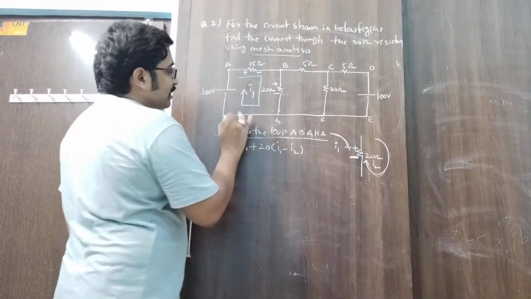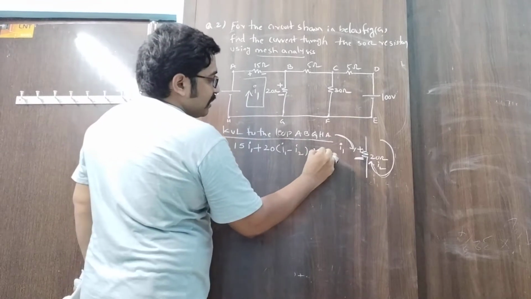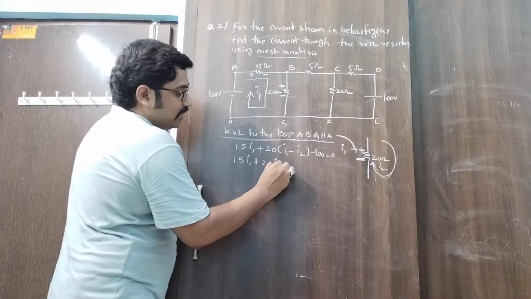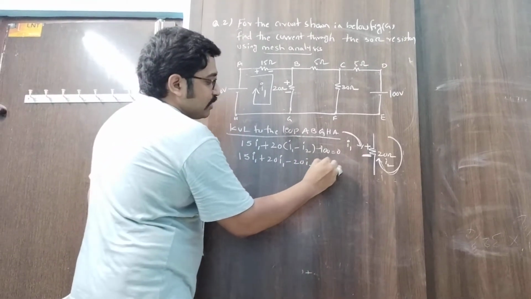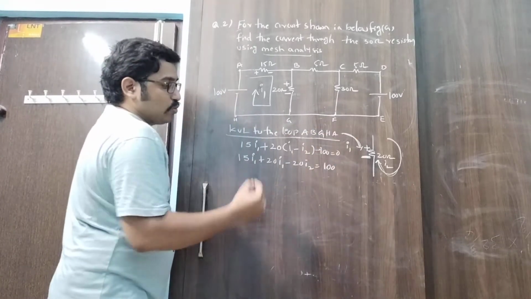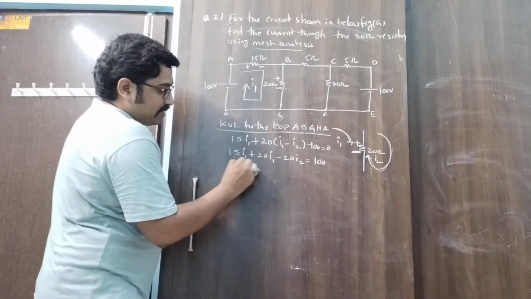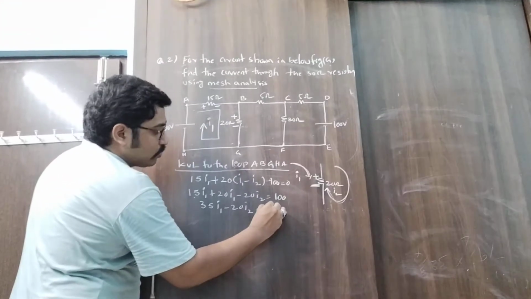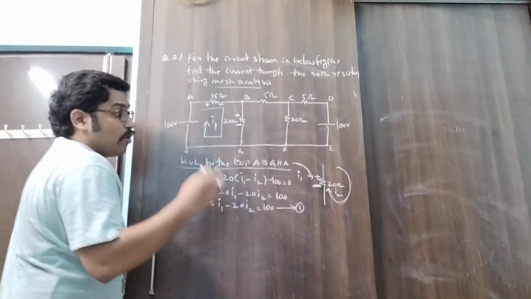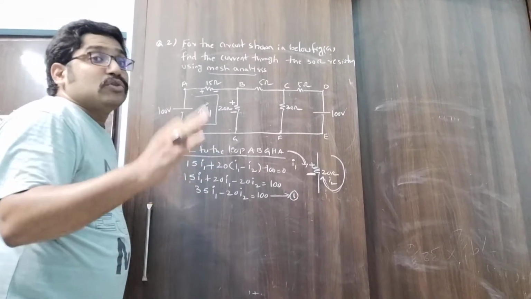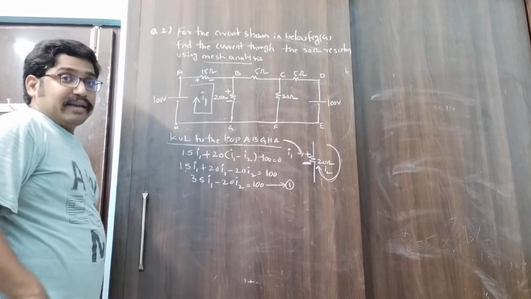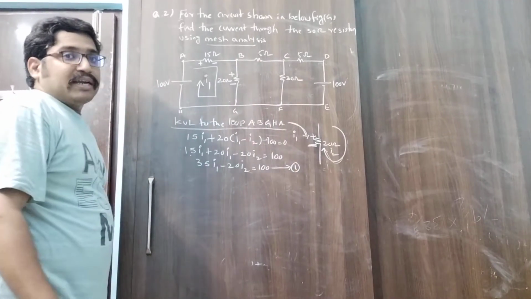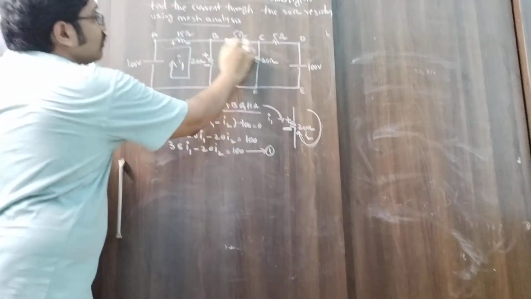G to H nothing is there, but H to A you are having minus 100 is equal to 0. So you can write this expression: 15 times I1 plus 20 times I1 minus 20 times I2 minus 100 is equal to 0. If minus 100 goes to the right hand side, you get 100. So 15 plus 20, you are having 35 I1 minus 20 I2 is equal to 100. This is the first equation. How many loops are there, those many equations you should be writing, so that number of loops is equal to number of currents. Next, you are going to apply the KVL to the second loop.